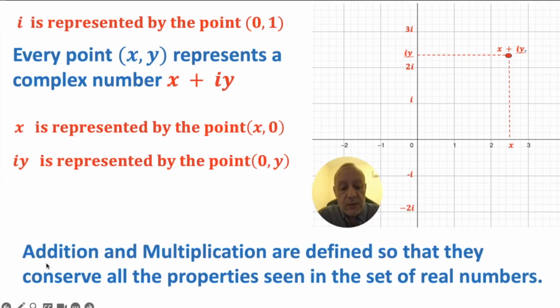Addition and multiplication are defined so that they conserve all the properties seen in the set of real numbers, like the commutative property, distribution, associative property, all the properties that we know.